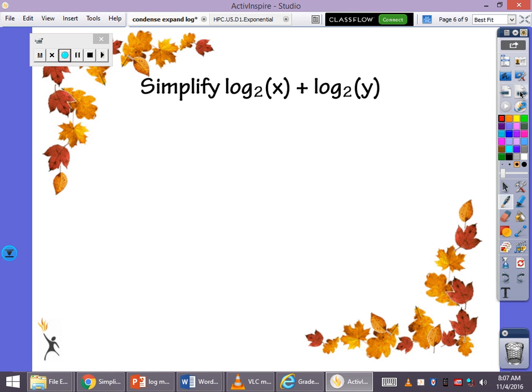All right. Now we're going to simplify. So now we're going to go backwards. Which one is this? This is the product rule. So I'm going to condense it into a single statement. Who would like to take a try at it? Go ahead.